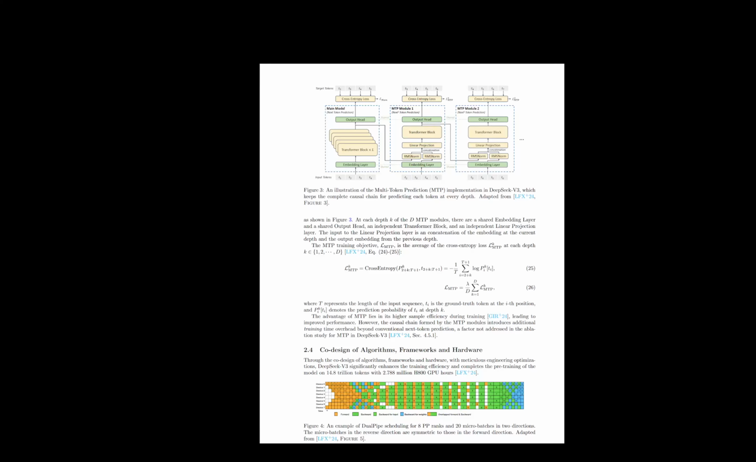2.4 Co-design of algorithms, frameworks and hardware. Through the co-design of algorithms, frameworks and hardware, with meticulous engineering optimizations, DeepSeek V3 significantly enhances the training efficiency and completes the pre-training of the model on 14.8 trillion tokens with 2.788 million H800 GPU hours.